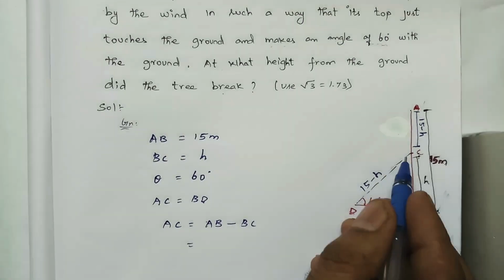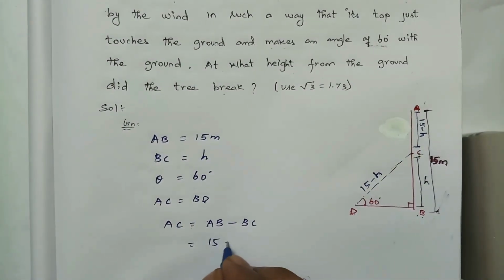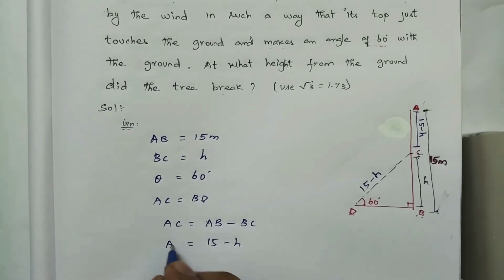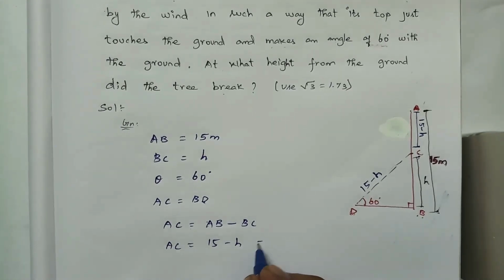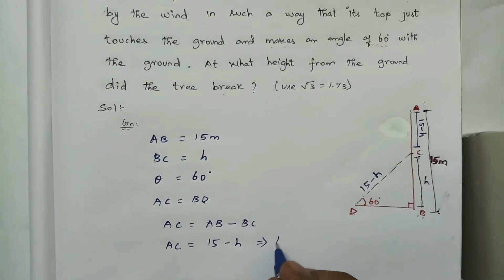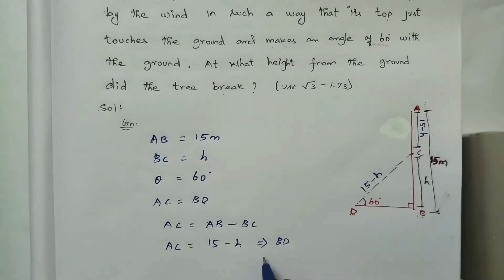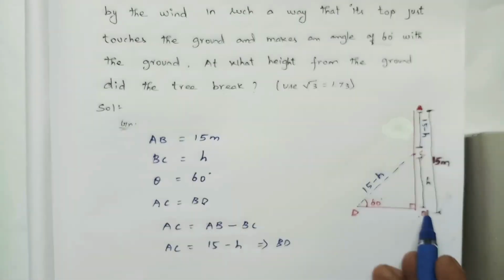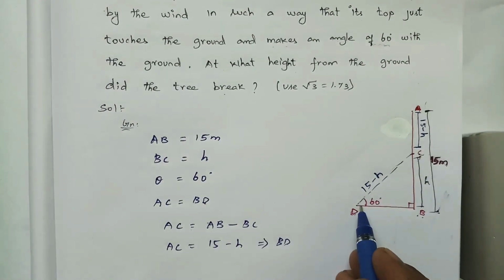What is AB? AB equal to 15 meter. And what is BC? BC equal to H. So AC equal to 15 minus H. Already we know AC equal to BD. So BD is also 15 minus H, and BC equal to H, and angle theta is equal to 60 degree, right?